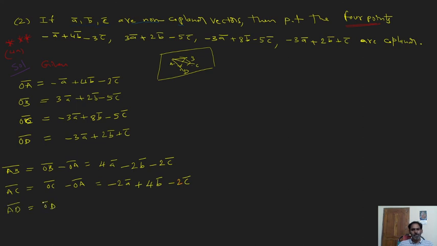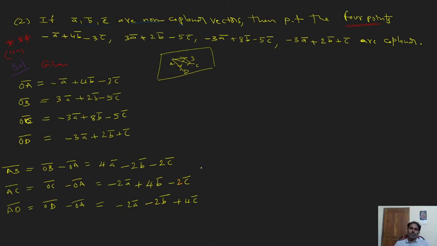Last, AD bar means OD minus OA. Minus 3A plus A, minus 2A bar. Next, 2B minus 4B, minus 2B bar. Plus C plus 3C, that is plus 4C bar.